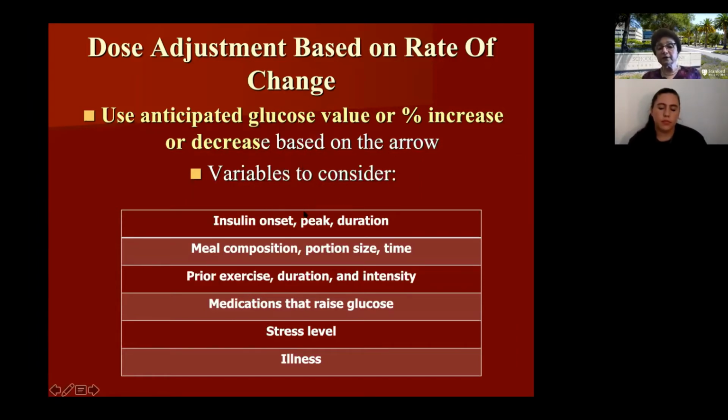So variables to consider: insulin onset of action, peak and duration, which we'll go over, meal composition and portion size and the timing, prior exercise and the duration and intensity of exercise, whether you're on any medications that can raise blood sugar, your stress level, and illness.